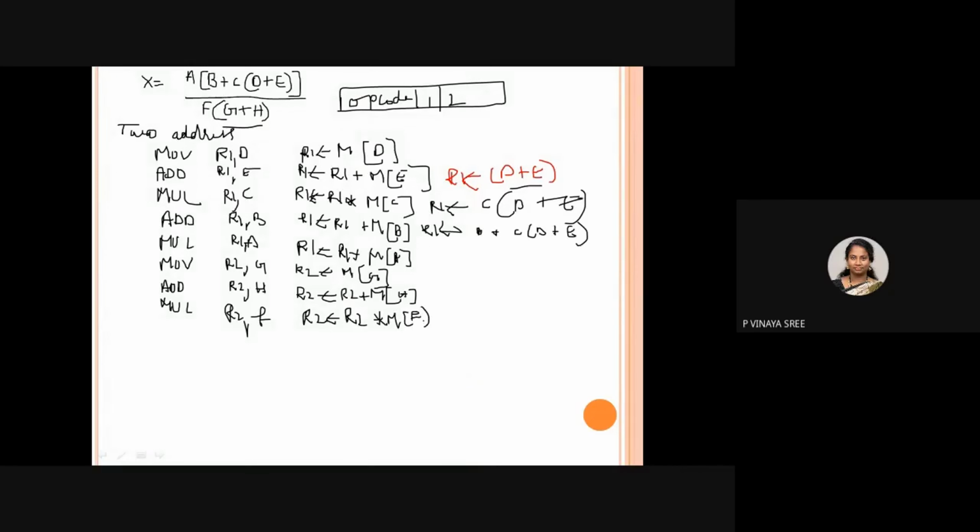Next, Division. Div R1 comma R2. Yes. We are dividing R1 by R2. In R1 we have the numerator and in R2 we have the denominator, and the result I'm storing back in register R1. So R1 divided by R2.